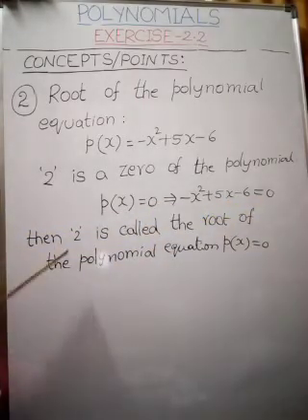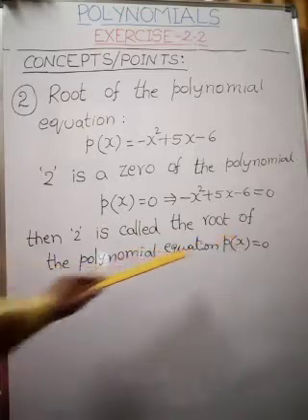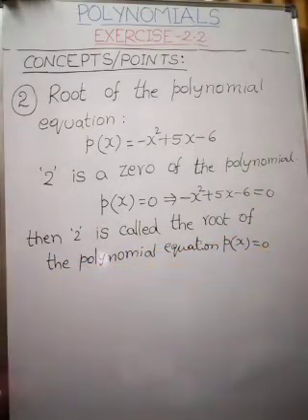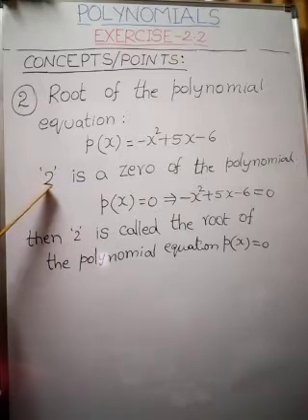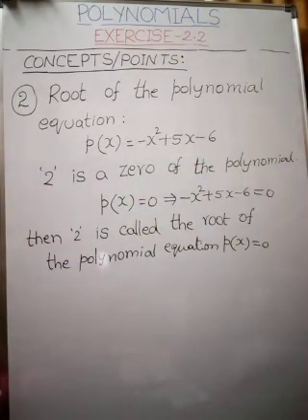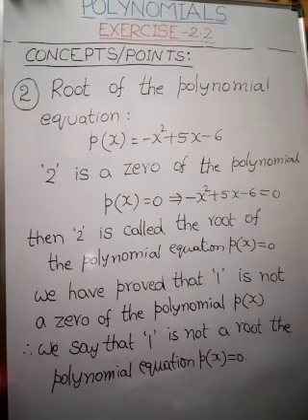Okay, my dear children. Then here 2 is called the root of the polynomial equation p of x is equal to 0 because 2 is a 0 of the polynomial. If any constant is a 0 of the given polynomial, then the constant is said to be the root of the polynomial equation p of x is equal to 0. Understood this concept clearly, my dear children? Right. Now come to the next part.